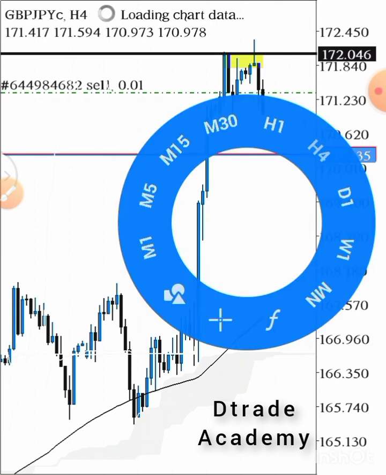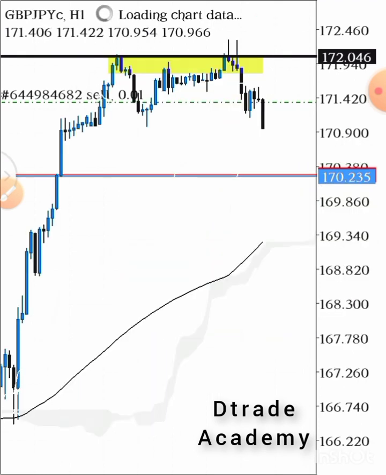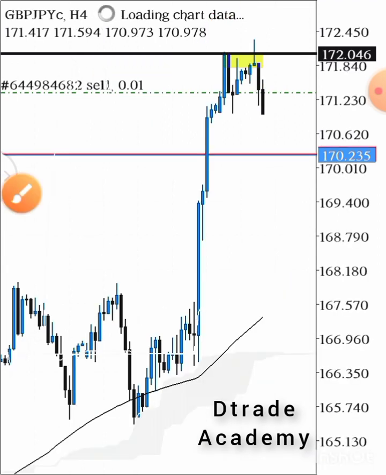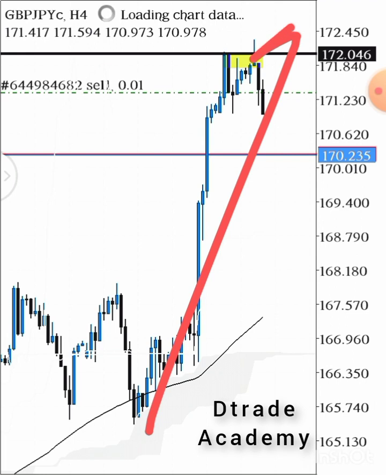So what I will do is I'll go to my 1 hour time frame and also look at it. What do I see? I see candles with wick, which is also a sign of weakness. And let me return back to 4 hours. We can see that this market has been buying for so long.